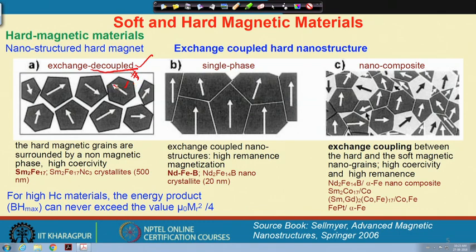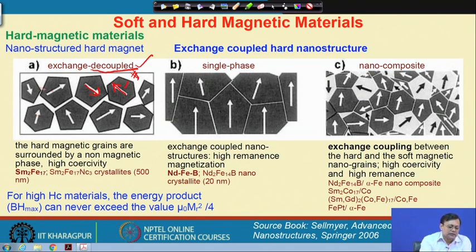Here these are the domains which are aligned along this particular direction, and here it is in some other direction. So, you can see these are some random orientations of the magnetic domains in an exchange decoupled magnet, where the matrix, this white color phase, is non-magnetic in nature. Okay. Here also we can achieve a very high coercivity value. As an example, like 217, with some nitrogen, where crystallites of 500 nanometer size are present.